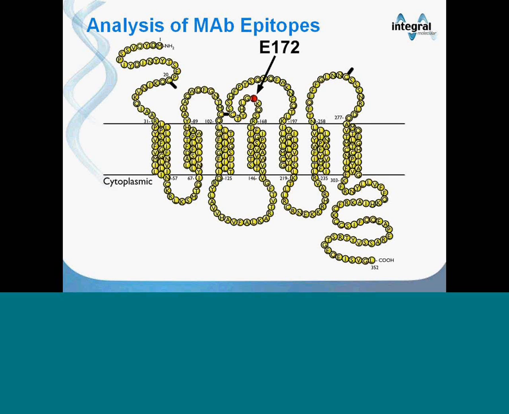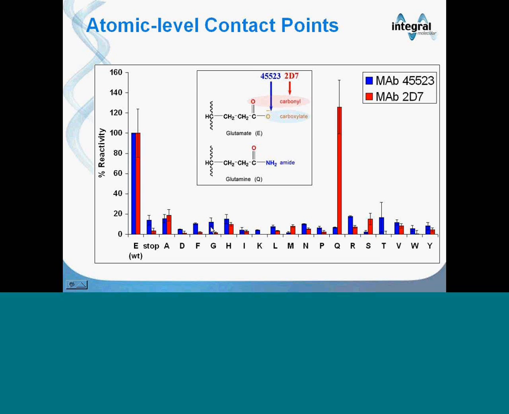Now, glutamine and glutamate have very similar side chains. They only differ right here, where glutamate has a carboxylate and glutamine has an amide. The data suggests that 2D7 and 45523 interact with different aspects of the glutamate side chain. Specifically, it appears that the charge on the carboxylate is necessary for interaction with 45523, but not necessary for interaction with antibody 2D7.